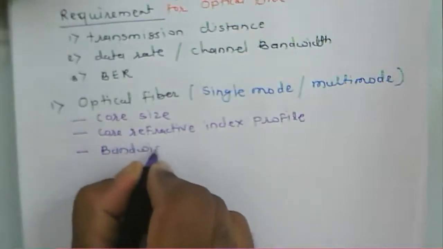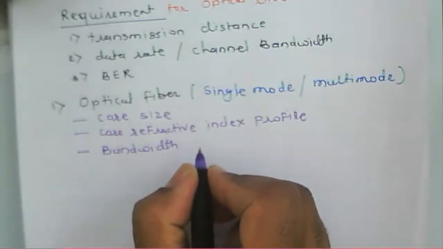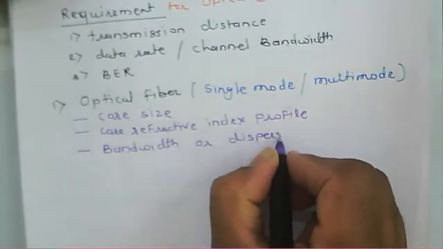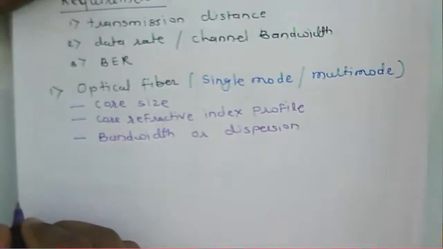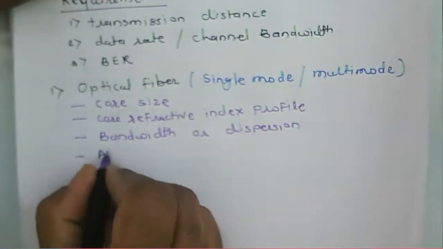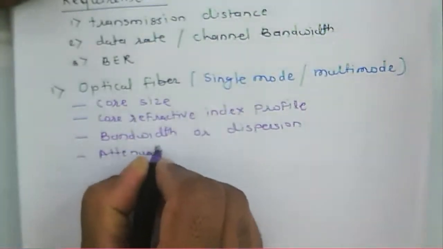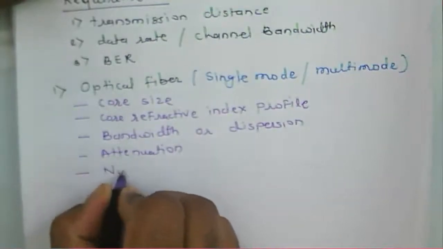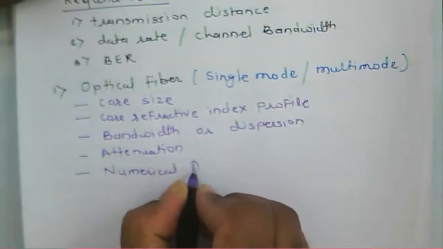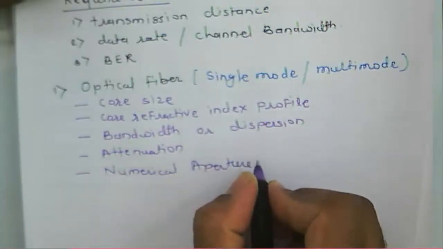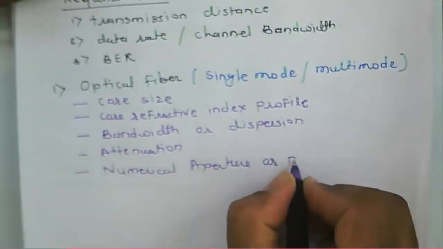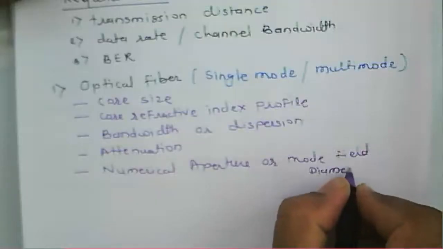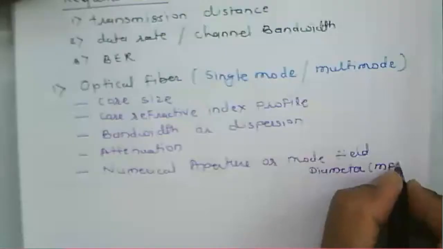Then we talk about the bandwidth, because the data rate depends upon that bandwidth, or it depends upon the dispersion there. Then what will be the attenuation for your system? Then what will be the numerical aperture, or we can say the mode field diameter, that is MFD.